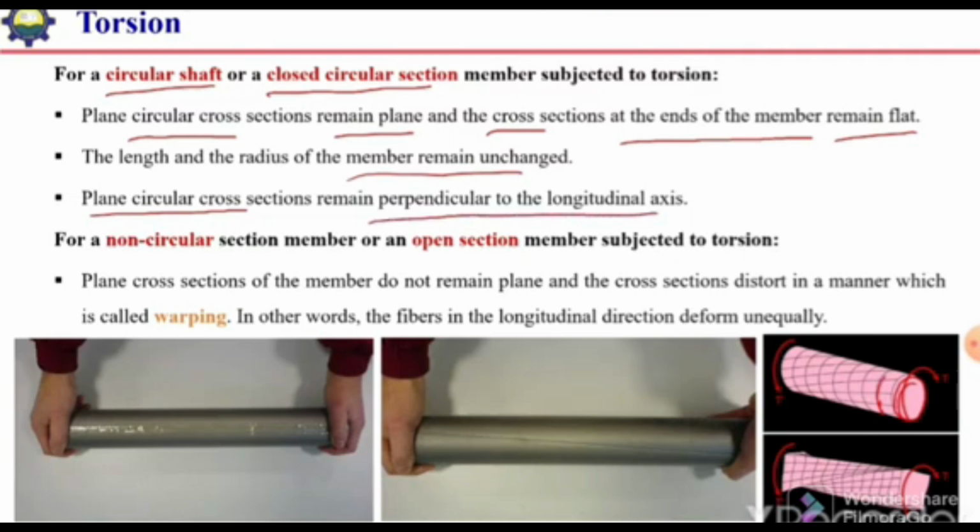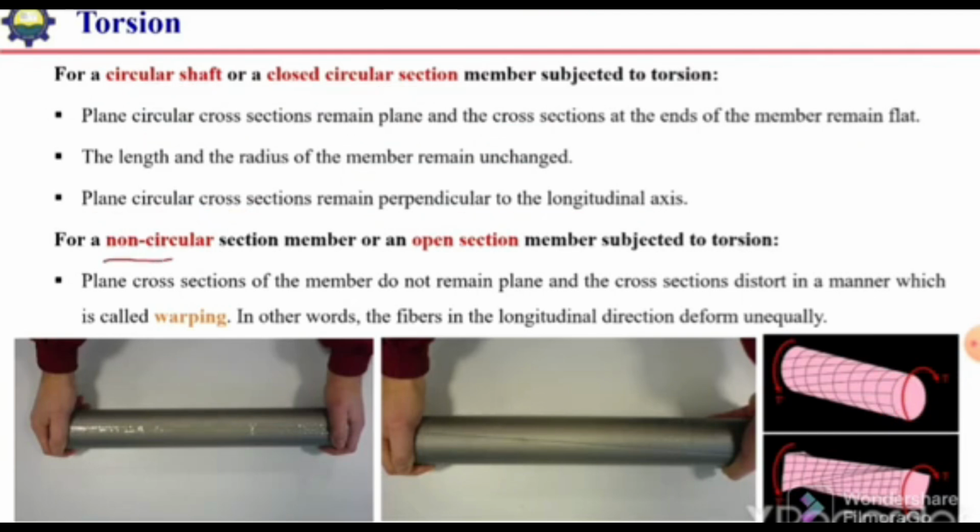These assumptions are just like in case of bending, where the plane section remains plane and perpendicular to the neutral axis. The similar phenomenon occurs in case of circular shaft as well as closed circular sections. There is no distortion in the section. But in case of non-circular section or open section, when we apply the torsion, there will exist warping. The cross section will turn into a zigzag, distorted shape, and the radius and the length of the member will change. So there will be unequal deformation in the fibers of the member.